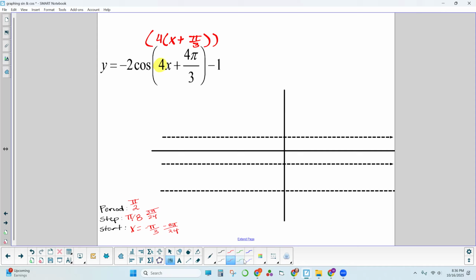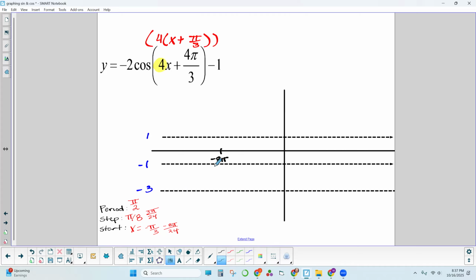Okay, I'm going to write those y values to the left over here. That's y equals 1, -1, and -3. This establishes your vertical shift and your amplitude, which can be seen right here. Now I'm going to go ahead and label my x-axis. As you can see, our start is at -8 pi over 24. Now, if my step is 3 pi over 24, I need to leave some room here.